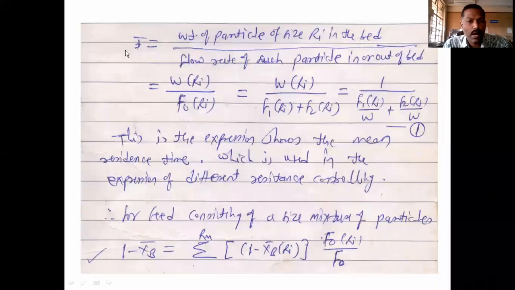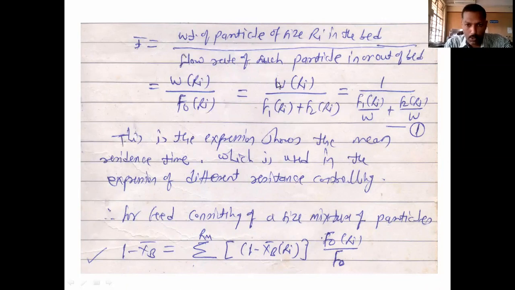Now, residence time. How do we calculate this T bar? Residence time is equal to the weight of particles of size Ri in the bed divided by the flow rate of such particles into or out of the bed. So T bar is equal to W Ri upon F0 Ri, where W is the weight of the bed, which is W upon F1 Ri plus F2 Ri. What is F0? F0 is equal to F1 plus F2.